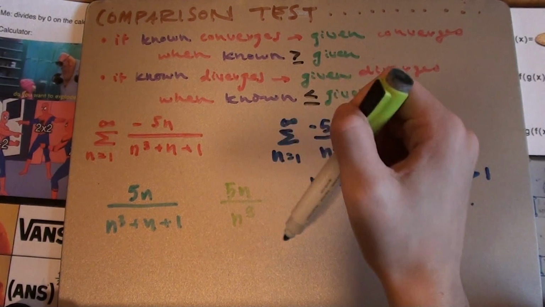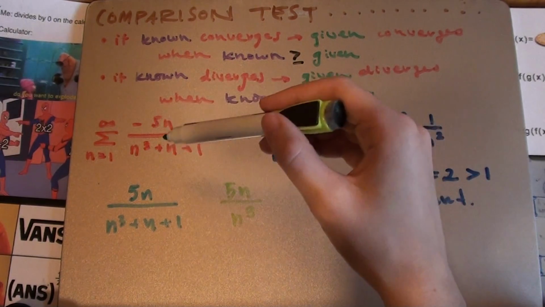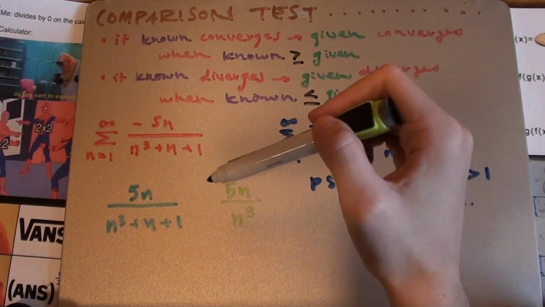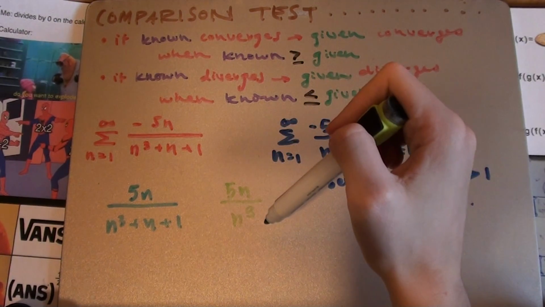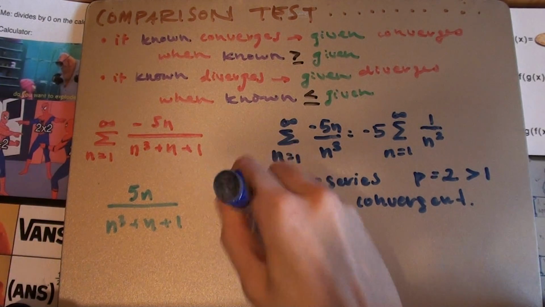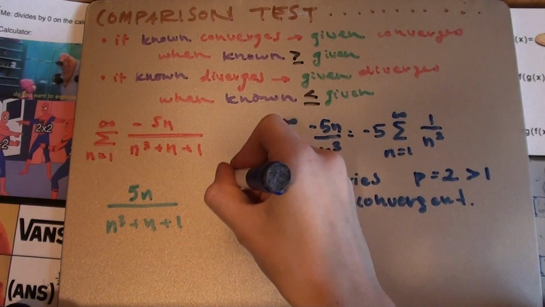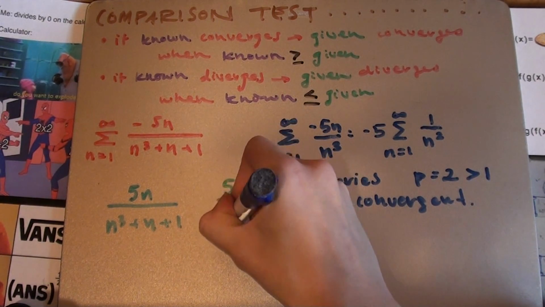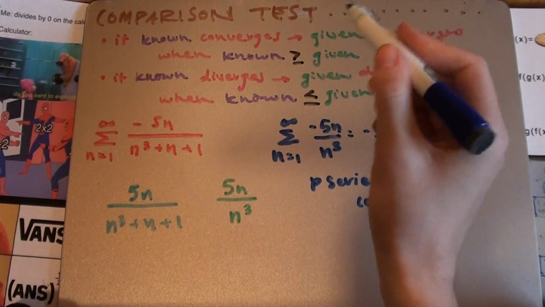Here we have 5n all over n cubed plus n plus 1, and we're comparing that with 5n over n cubed, which is kind of hard to see, so I'm going to rewrite it real quickly. One second, friends, let me erase this for you. So we have 5n over n cubed. There we go, that's better.